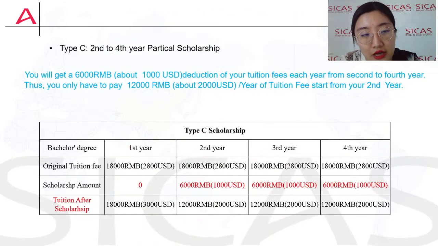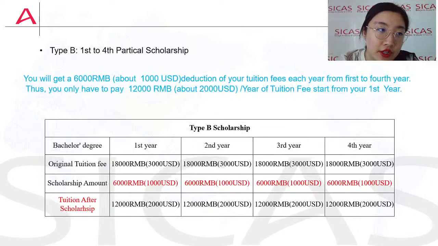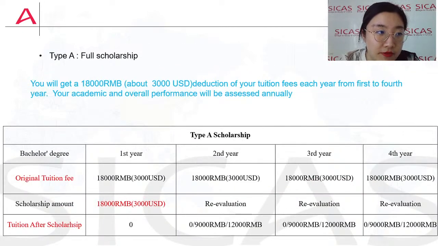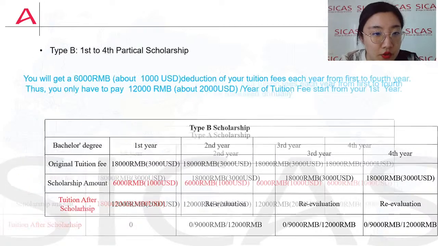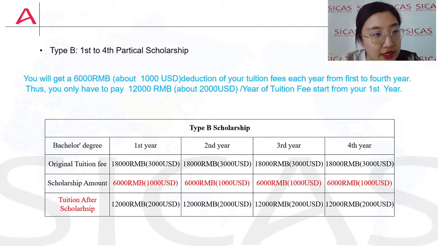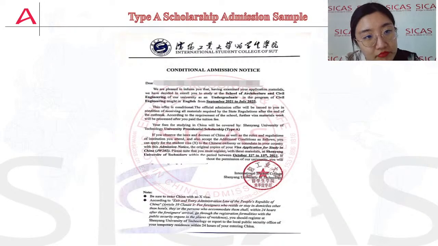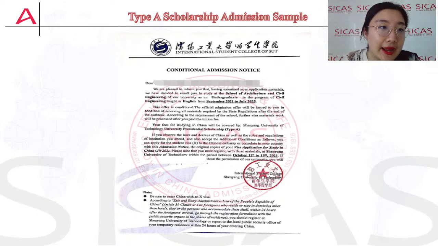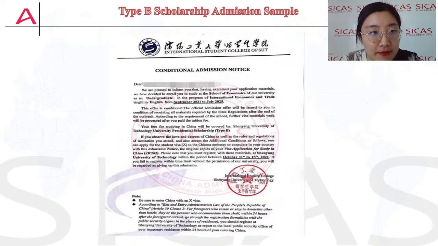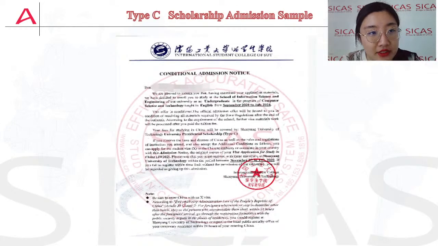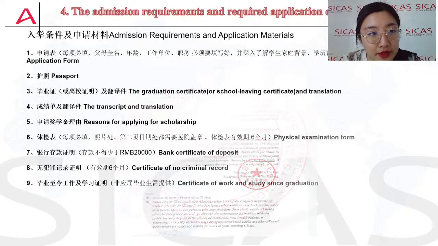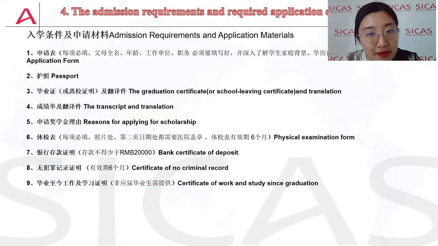So before I move on, please take a screenshot of each of the scholarship types to see which one fits with your budget plan and your criteria. And here are some of the scholarship admissions that we've got from helping other students apply: the Type A scholarship admission sample, Type B scholarship admission sample, Type C scholarship admission sample, and the admission requirements and required application documents.